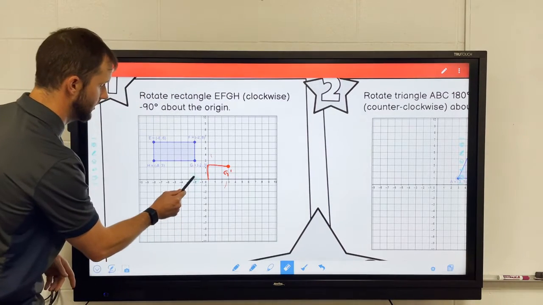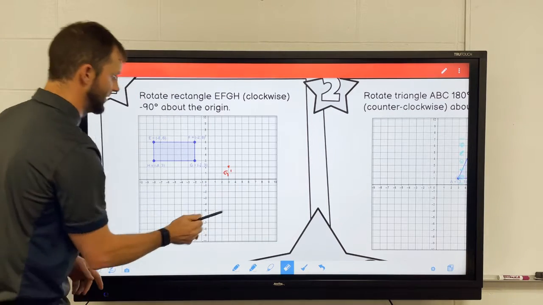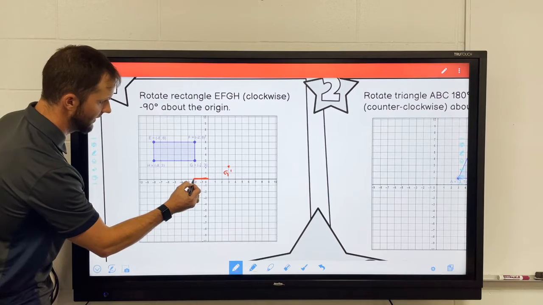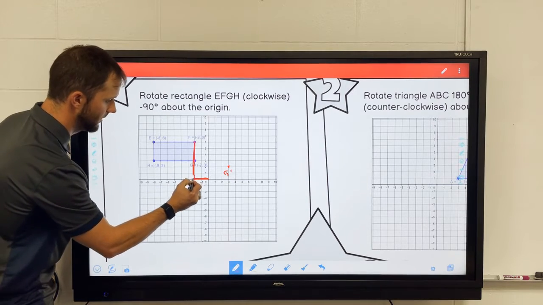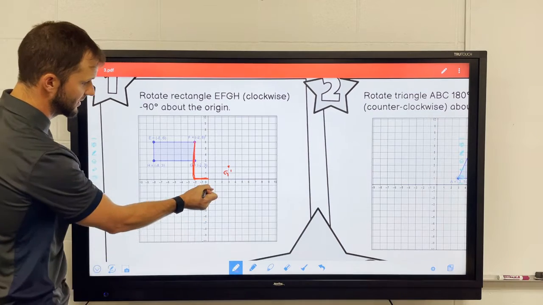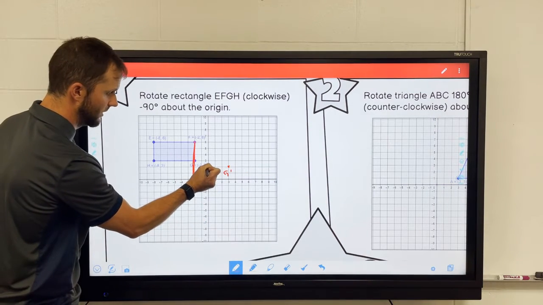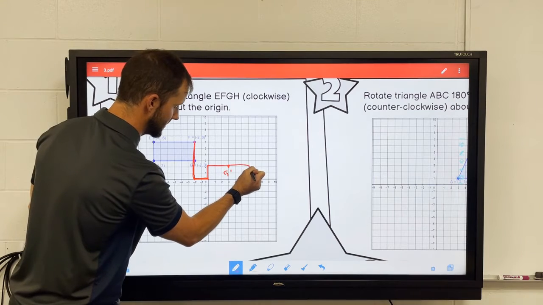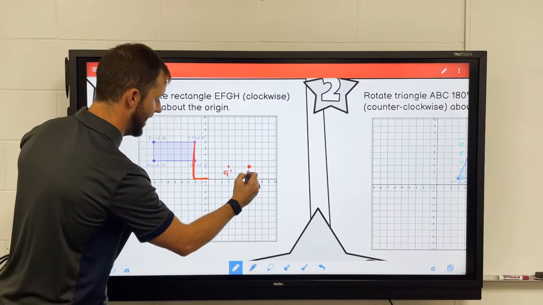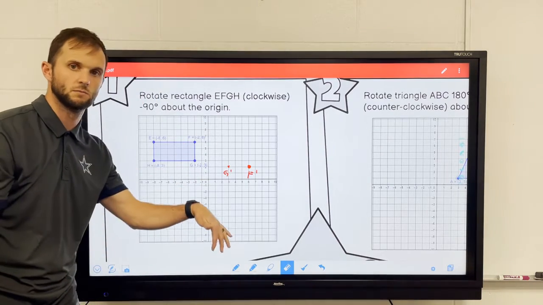Same thing again. If I took F here, I'm going over 2, so 1, 2, and then I'm going up 6. If I rotate that whole thing, I'm going to go up 2 and to the right 6. So this right here would end up being my ordered pair for F prime, because I took that and rotated it, okay?